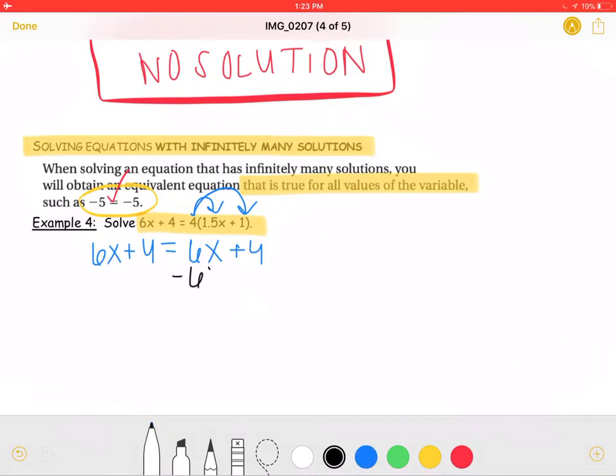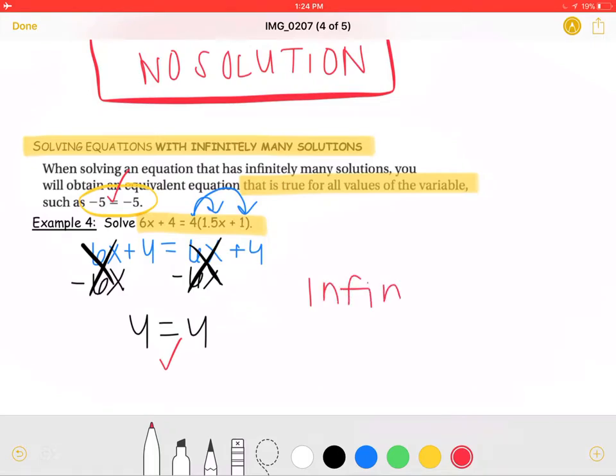So I'm going to subtract 6x. And again, you can move these in whatever way you want. But when I take 6x away from 6x, I get 0 on both sides. So all I'm left with is 4 equals 4. Is that in fact true? Does 4 equal 4? Well, yeah, that's true. So since we came down to that, our variables all canceled out, we're just left with constants, and those constants are true, then we would say that this has infinitely many solutions. So there are infinite solutions to this equation.